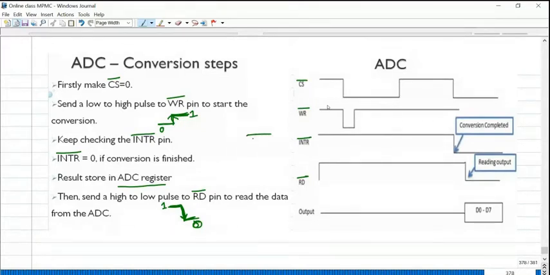Same thing I have given here in the form of a waveform. Chip select bar 0, write bar 0 to 1. Conversion process started. Conversion completed, INTR will go to 0. To read the data, your read bar must go to 0. Previously it was in the high state. To read information, it should go to 0 state. Then outputs are available at pins D0 to D7.